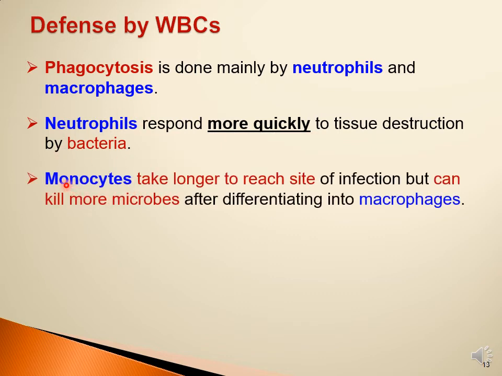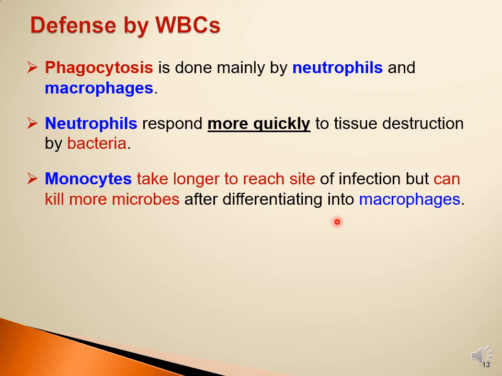Monocytes, because they are the immature form of macrophages, need time to reach the tissue, and also need time to mature into macrophages. That's why macrophages are the second line of defense against bacterial infection. So monocytes take longer to reach the site of infection, but can kill more microbes after differentiating into macrophages.